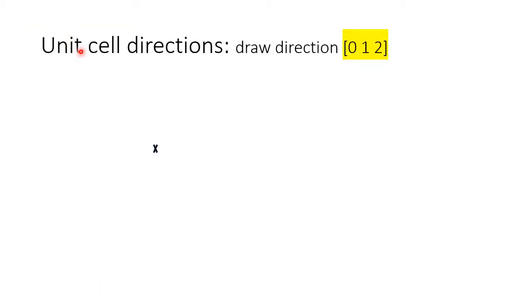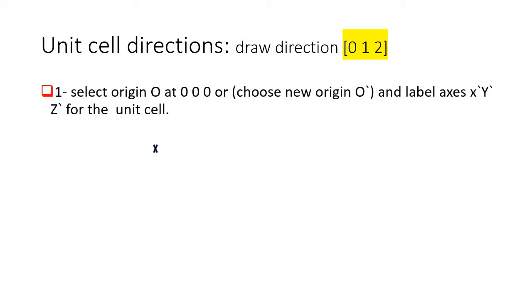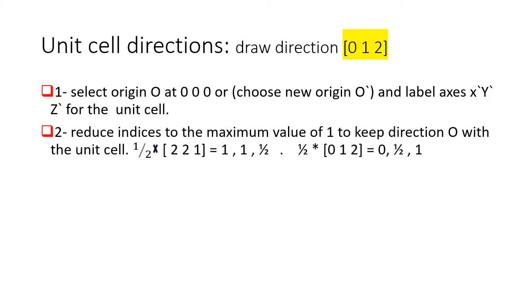Now, unit cell directions. How can I draw a direction? For example, I want to draw this direction 0, 1, 2. I should know the rules. So what are the rules? The first rule: select origin O at 0, 0, 0, or choose a new origin O' and label axes X', Y', and Z' for the unit cell. Number 2, reduce indices to the maximum value of 1 to keep the direction within the unit cell. What does it mean? As you know, the axes for the unit cell are X up to 1, Y up to 1, and Z up to 1. So we should reduce indices to the maximum value of 1.